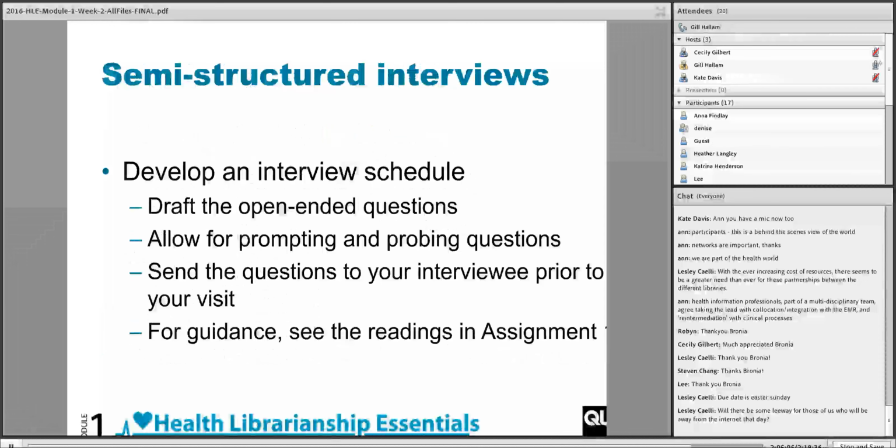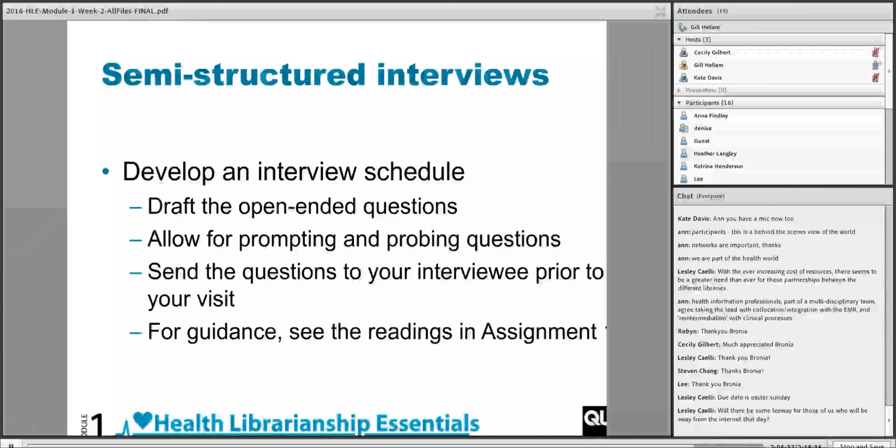There's information within the area about developing an interview schedule. If you haven't done this before, this might be a new activity for you. So it's not about just going to have a chat. You're going to have an interview with some sort of focus. And again, as I said at the very beginning of the program, you're all at different stages of your careers in health librarianship, so there are no expectations that you ask specific questions.